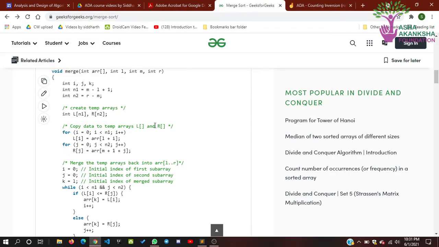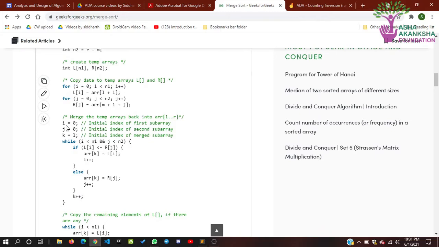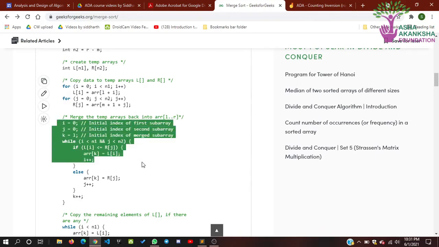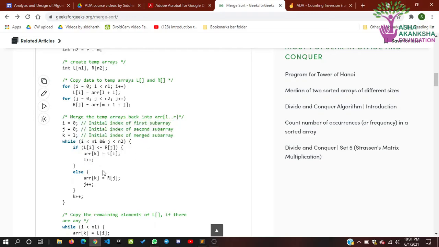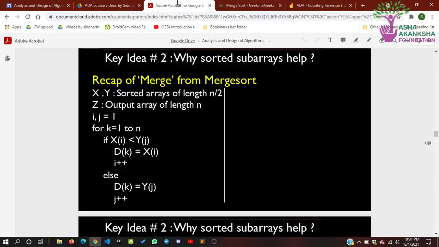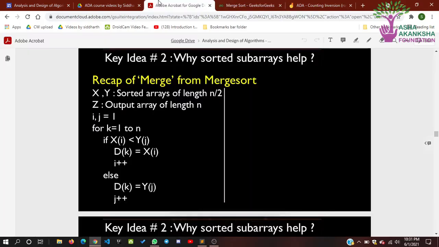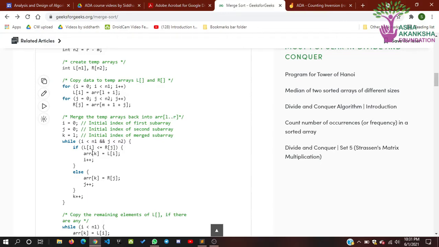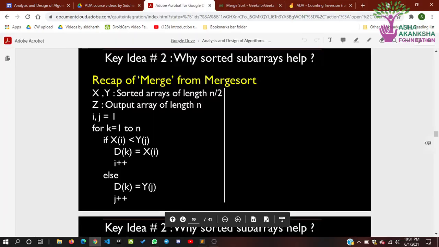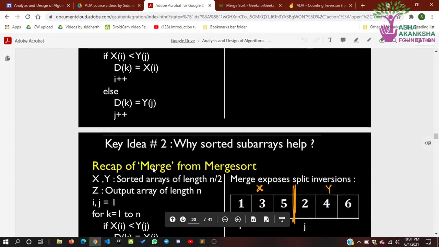It is just like in merge sort, starting from here. i, j and k all hold the same meaning. L represents x in that case, R represents y in that case, and D represents the ARR in that case. So we just do the same thing. This is the same function.